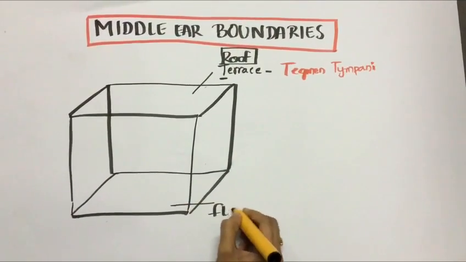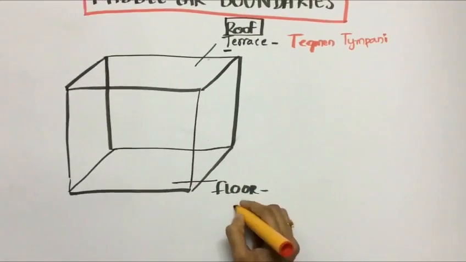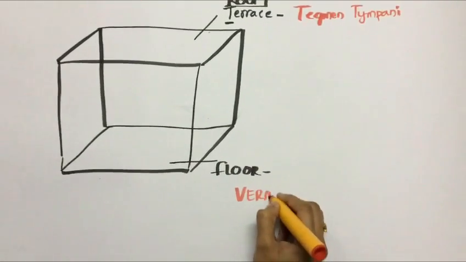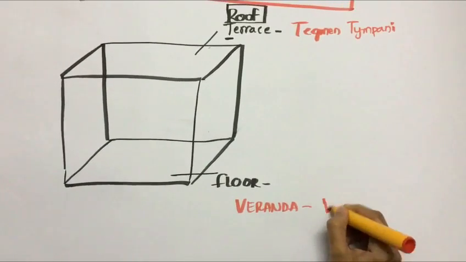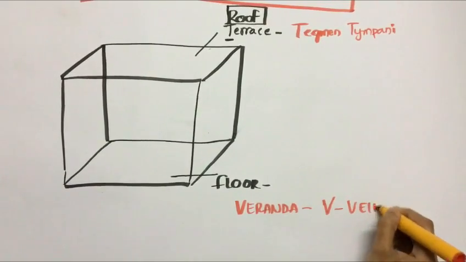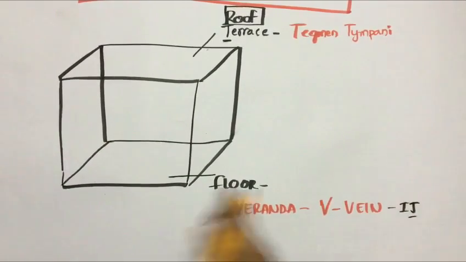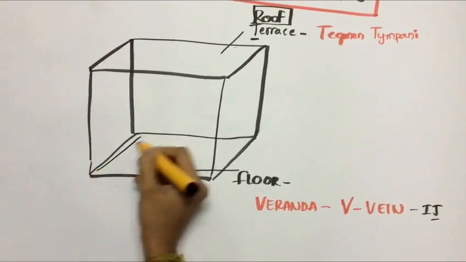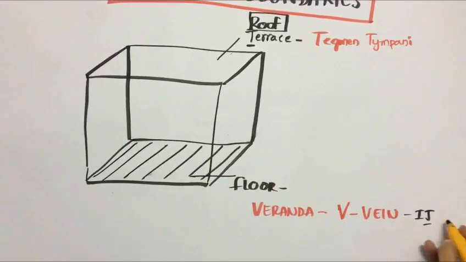Coming to the floor. In the floor, just remember, there will be a veranda. V for vein, internal jugular vein. In the floor, there is a bony plate which separates it from the internal jugular vein.